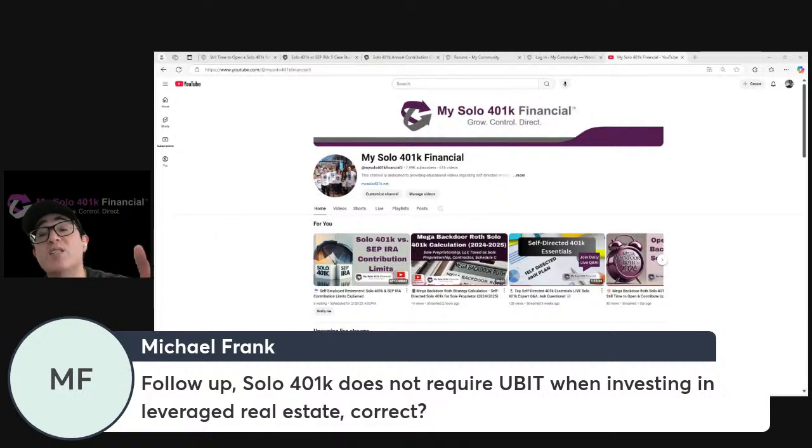Now, there's a big exception, though, to that unrelated debt finance income tax that provides that if you have income inside your 401k that comes from real estate that's subject to acquisition indebtedness, so leveraged real estate, unrelated debt finance income tax is not going to apply. Whereas if you had that same investment inside of an IRA, the IRA would be liable to pay that UDFI tax.